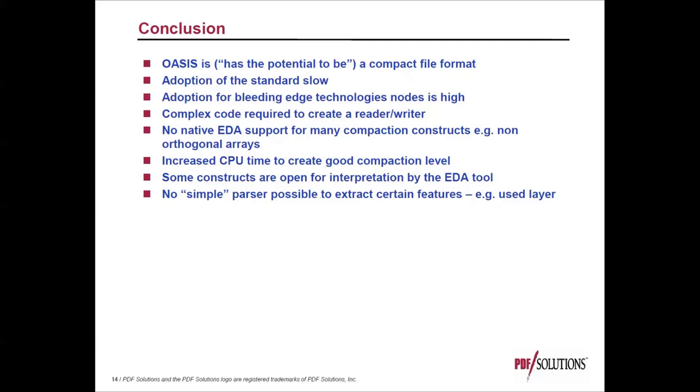Increased CPU time to create a good compaction level, that's what I mentioned. And some constructs are open for interpretation. I think that's always something, even for GDS, so it's not different for OASIS. And then there's no simple parser to just extract certain features, like my little use case where I wanted to extract some IPP text. So you always need to almost implement a full-blown specification to do anything with an OASIS file, since you have to interpret every single bit and byte in that file. And that concludes my presentation.